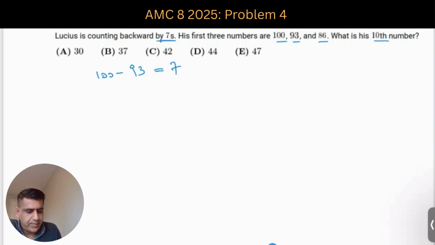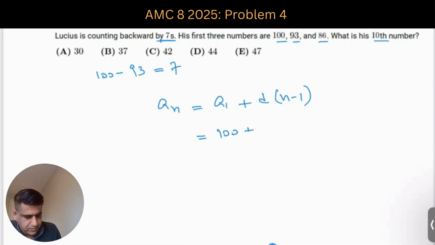So to solve a problem like this, we can simply apply the arithmetic sequence formula, and then we have to plug in the values, and then if we solve, the answer will be 37.